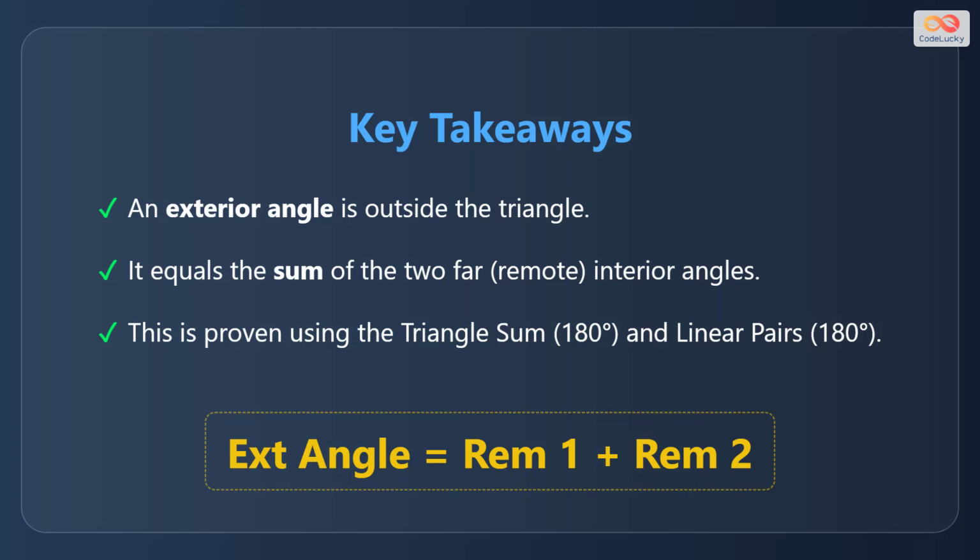To summarize, always remember, an exterior angle is on the outside, formed by extending a side. Its measure is always the sum of the two interior angles that are far away from it. This simple rule, derived from the 180-degree rules for triangles and straight lines, is a powerful tool in geometry.